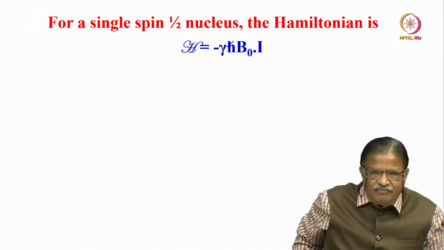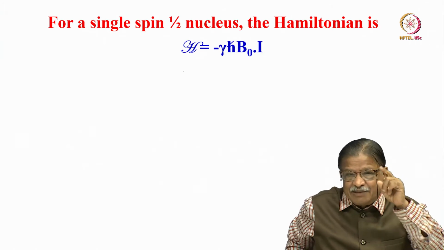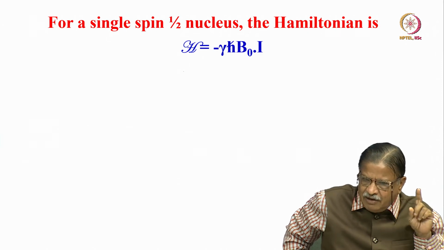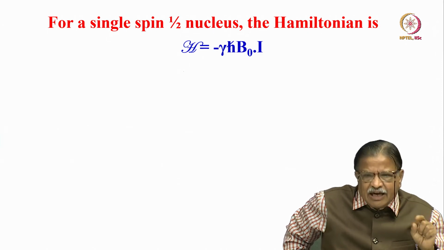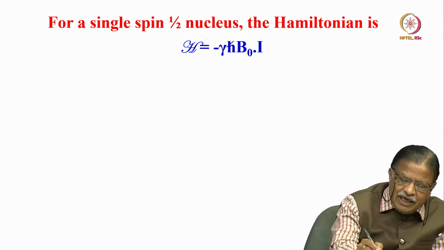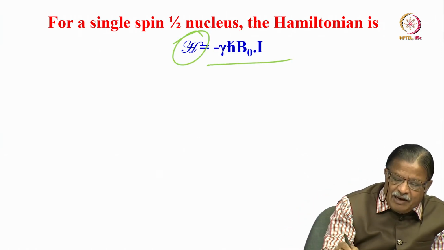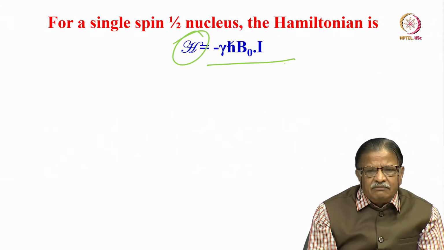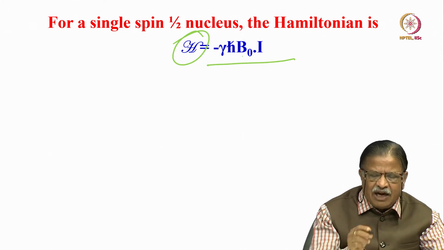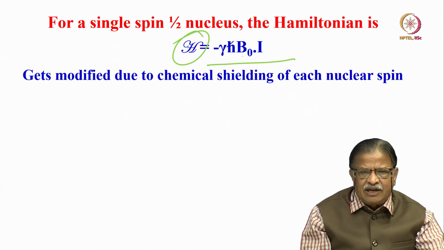Now, we will consider a single spin half nucleus, only one nucleus. Let us not bring in J coupling at the moment. If there is one spin, there is no J coupling. The Hamiltonian is given by minus gamma h cross B naught into I. What is this? It is nothing but a Zeeman interaction. So, this is what we have already been discussing in the first class.